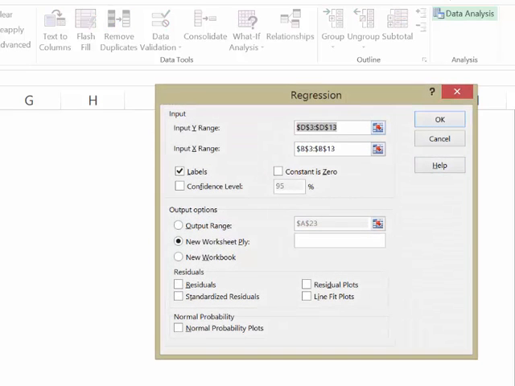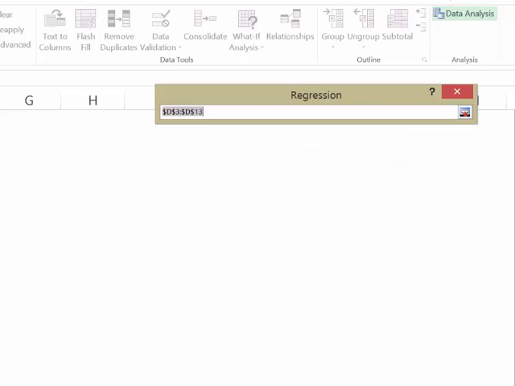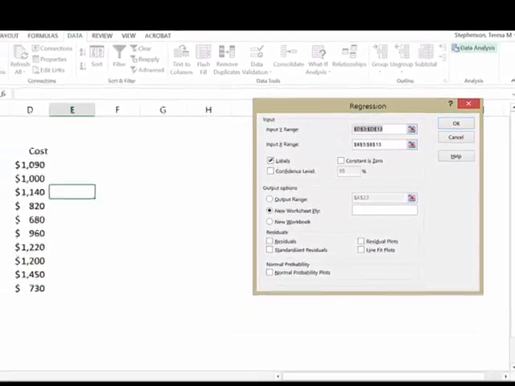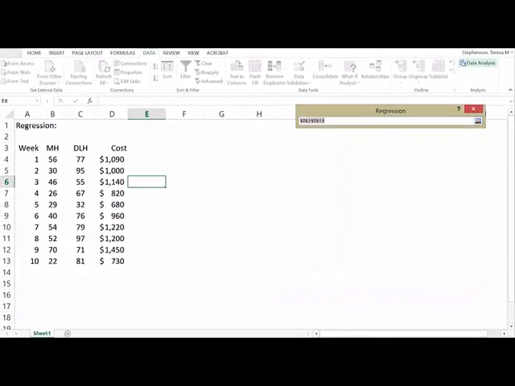And then it's going to ask us to input our ranges. So the first one it asks us to input is our Y range. Let's go back and look at that again. Input Y range. Click on the little red arrow, and remember that the Y is our dependent variable.